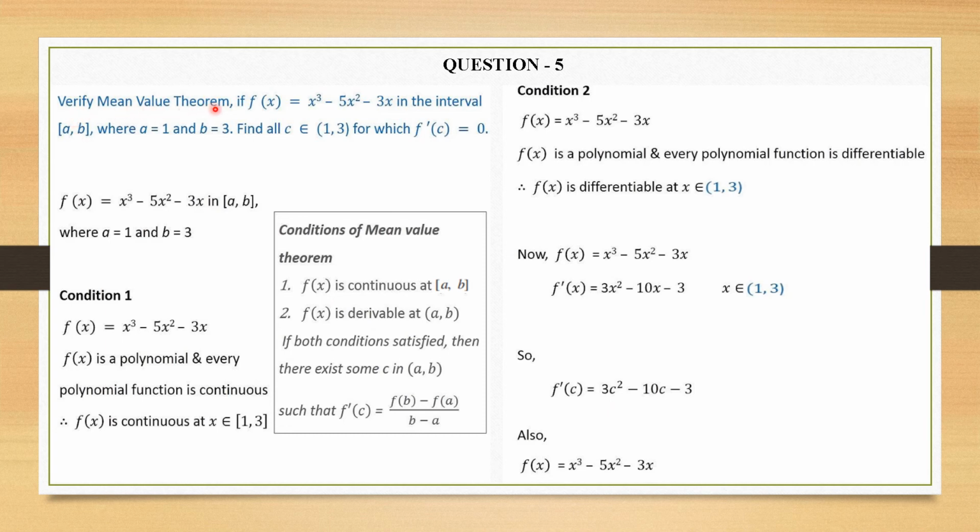Number 5 is verify the mean value theorem if fx is a cubic polynomial in the interval a, b where a is 1, b is 3. And also find all c belonging to the open interval 1, 3 for which f dash c is 0. So let us start: as it is a polynomial and every polynomial function is continuous, this function is continuous in the closed interval 1, 3. And the derivative we will talk about is 3x square minus 10x minus 3, which is clearly defined in the open interval 1, 3. So it is differentiable. And for c, just replace x by c. So 3c square minus 10c minus 3.